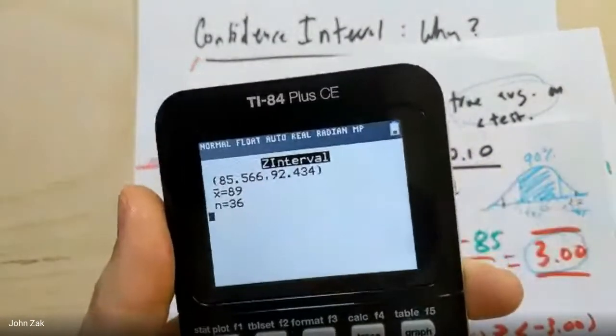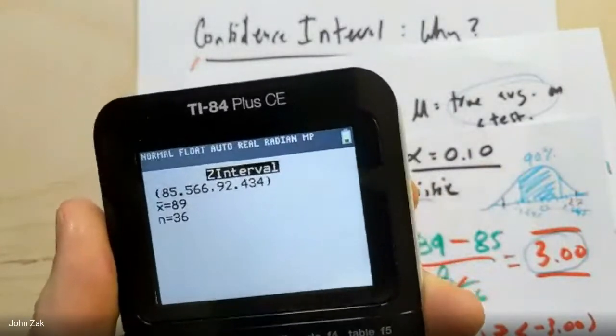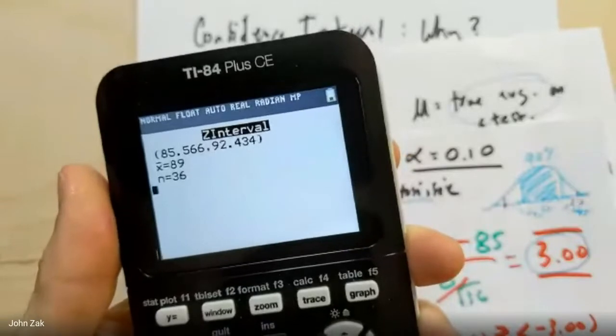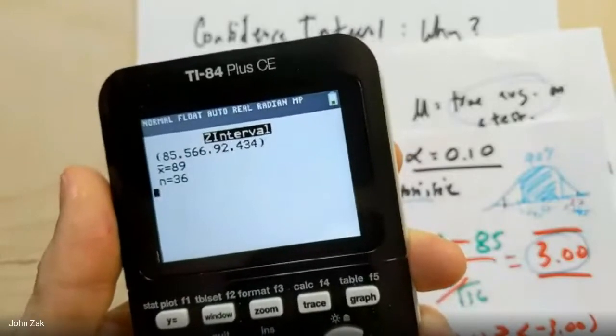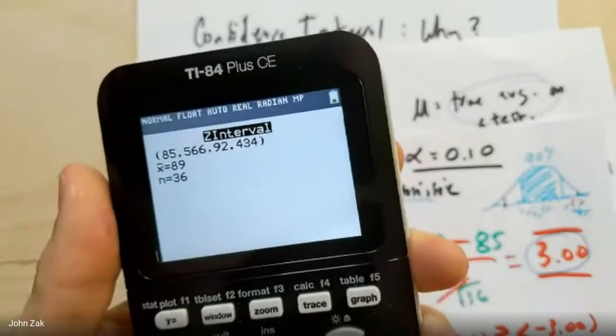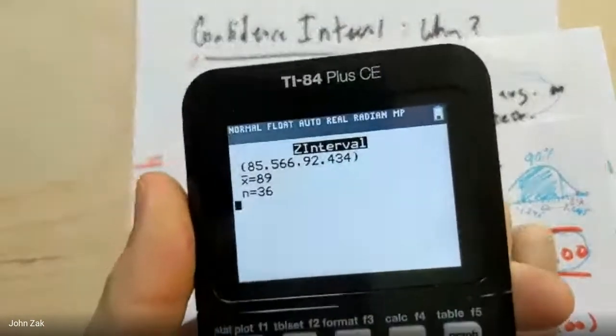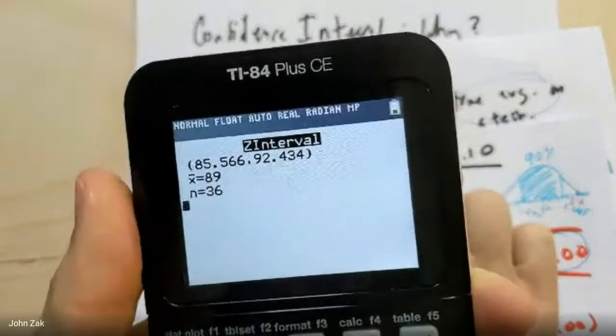Now, my friends, is 85 in that interval? Yes or no? You tell me in the chat. Is 85 in this interval? Answer, absolutely not. No. It's darn close. It's close to being in that interval, but it is not in the interval.